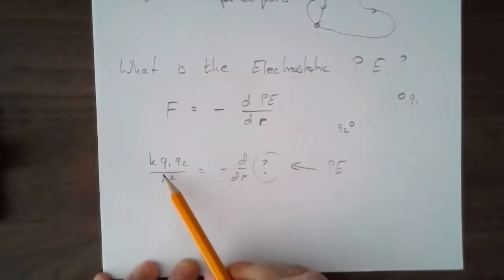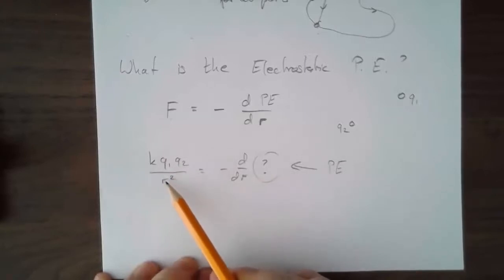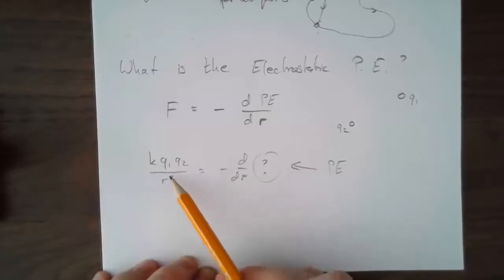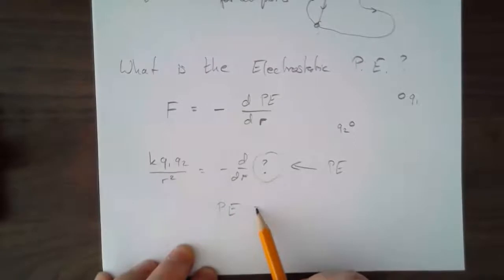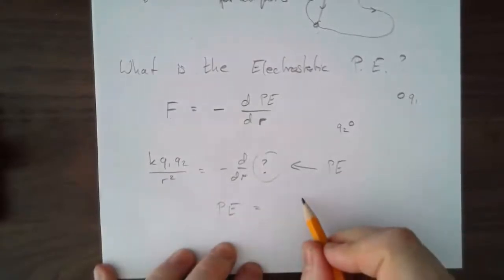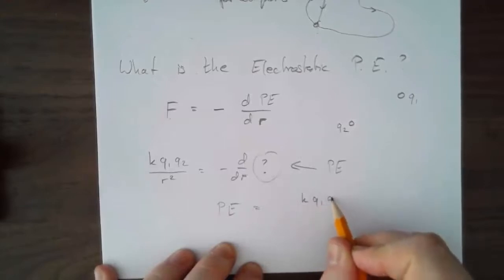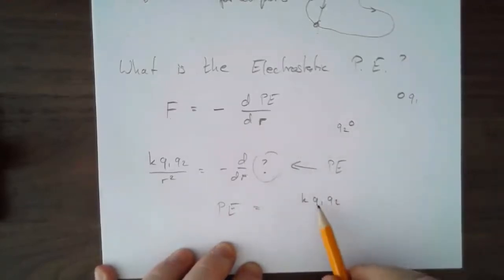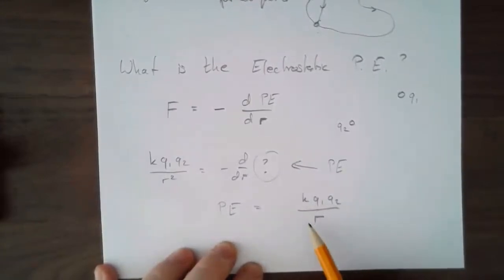Well, r squared is at the bottom, all the stuff at the top is constant, right? So I just have to increase the power by 1, because when I differentiate it, I decrease the power by 1, so I want to end up there. That means my potential energy is going to be k q1 q2 divided by r, not squared, right? Let's check that actually works out.